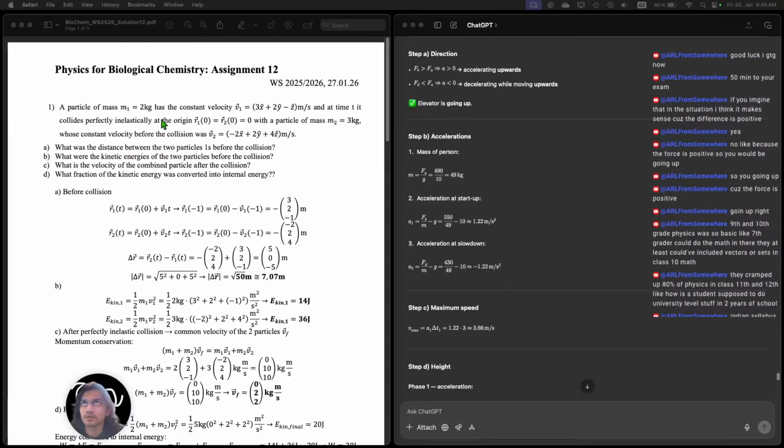Particle of mass m1, constant velocity at time t, collides perfectly inelastically at the origin. What was the constant velocity before collision? What was the distance between the two particles 1 second before the collision?